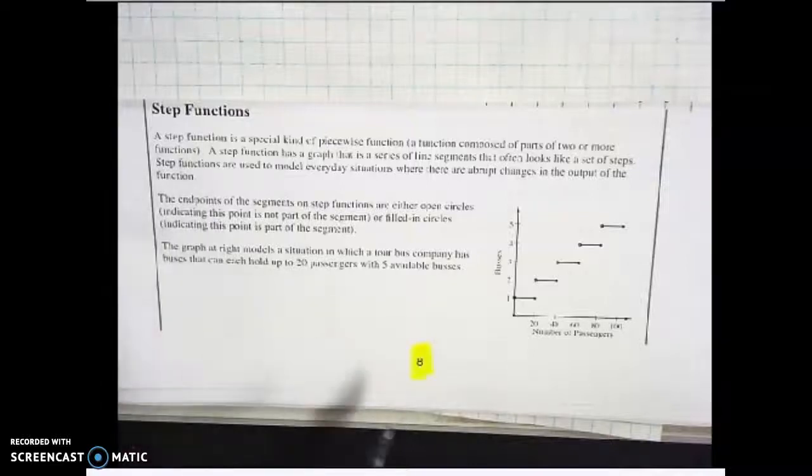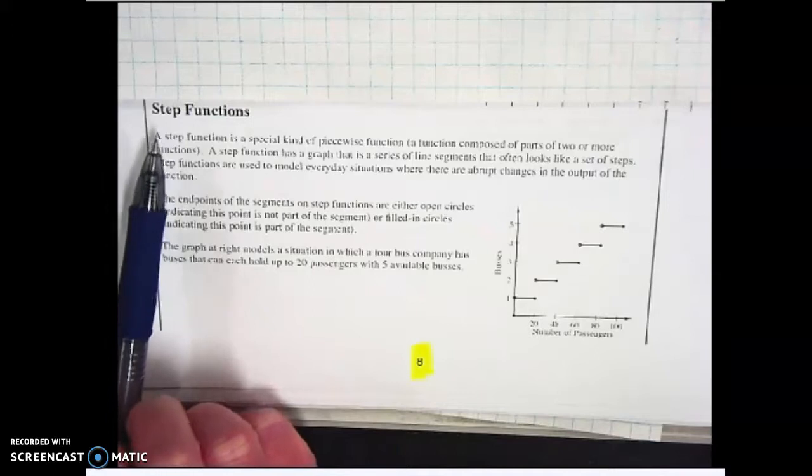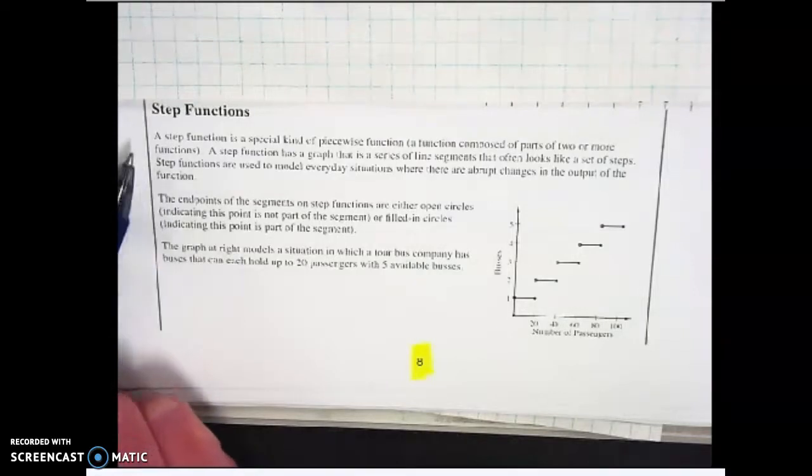We're going to start with the math notes box at the bottom of page 8, where we're going to be reading about step functions. All right, so let's see who we have to read. Dustin, could you read the first paragraph for us?